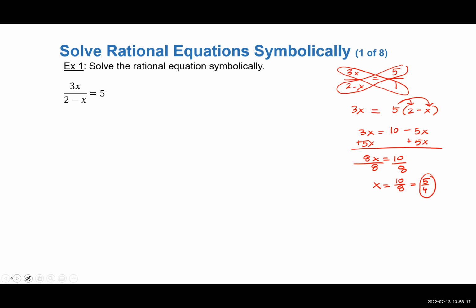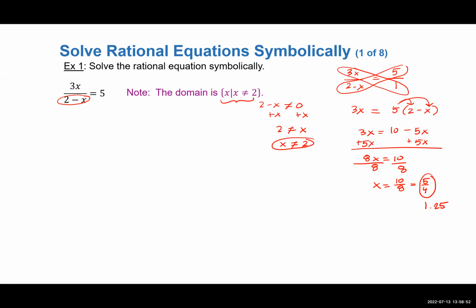Let's see how the textbook does this same question. Oh, first, I didn't even mention this. We do need to identify the domain because the domain will tell us if our answer is going to be in the domain or if it's a restriction. So the denominator cannot be 0. So we say 2 minus x cannot be 0. And we solve for this by adding x to both sides. We get 2 cannot equal x, or x cannot equal 2. So that's a restriction. X can be anything except for 2. So when ours is 5 over 4, that's 1.25. That's not 2. So we should be fine with that as a solution.